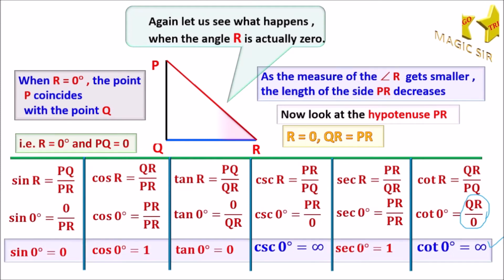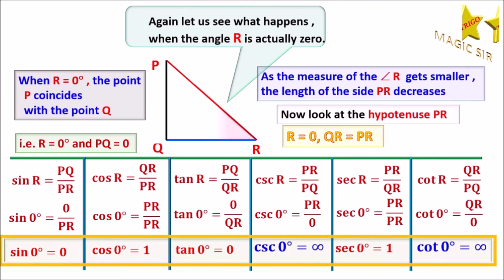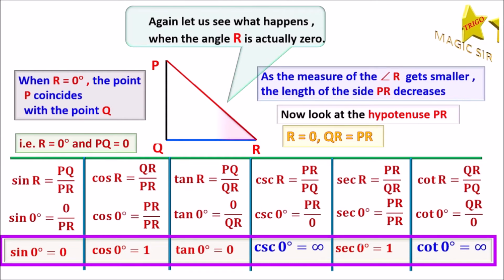So we put cot 0 is equal to infinity. QR upon 0 is not defined because division by 0 is undefined. So cosec 0 degrees is equal to infinity as division by 0 is undefined. Cot 0 degrees is equal to infinity as division by 0 is undefined. The purpose of this method is to understand the concept when R is very close to 0 degrees, PQ is nearly 0 and PR is almost the same as QR.